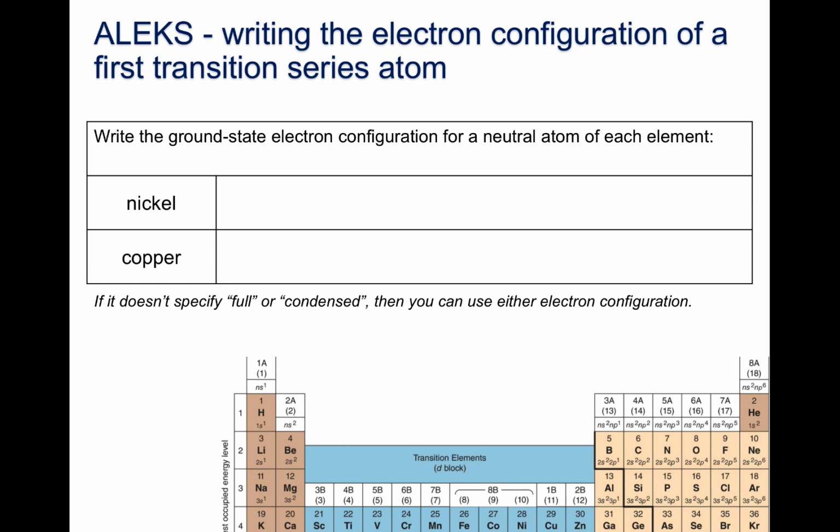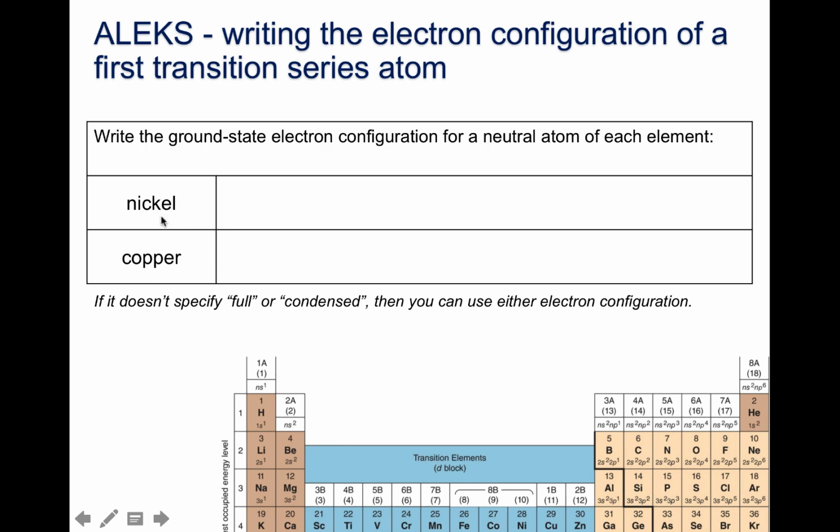So let's do a couple of examples from Alex. Write the ground state electron configuration for a neutral atom of each element. Ground state just means that all of the electrons are in the lowest possible energy levels. This has been a term that's been implied in all of the electron configurations I've been showing you so far. So don't be thrown off by this terminology, just write it as normal. The important part of it is that it's a neutral atom, so it's not an ion, it has not yet gained or lost any electrons, just the neutral atom.